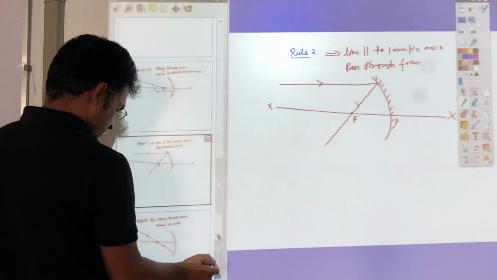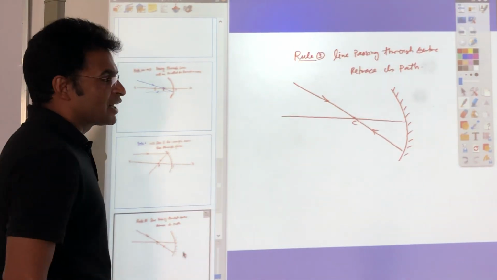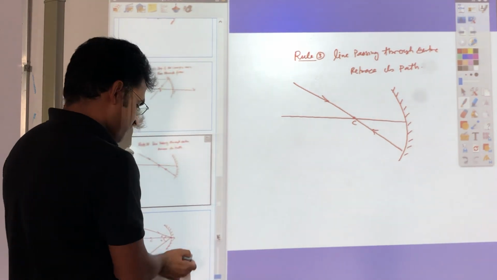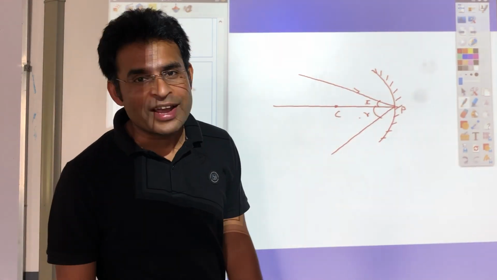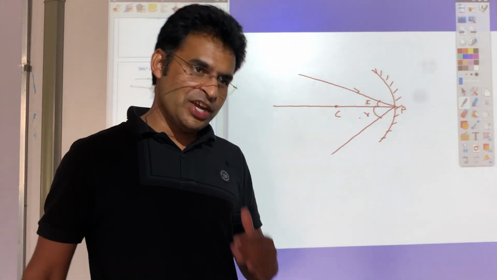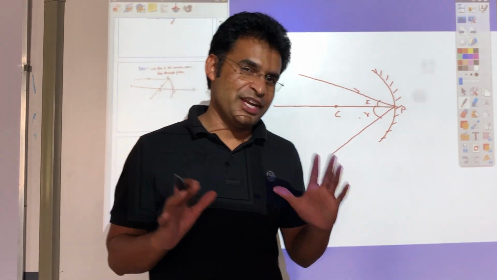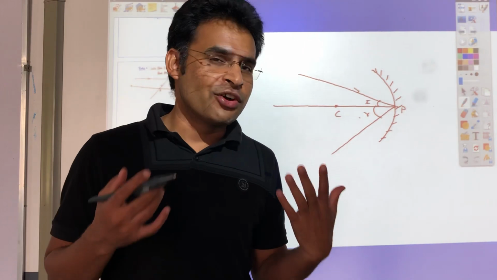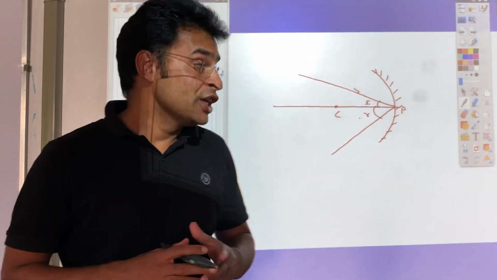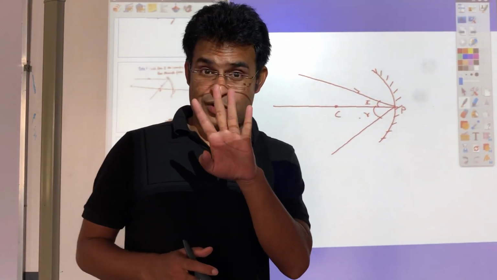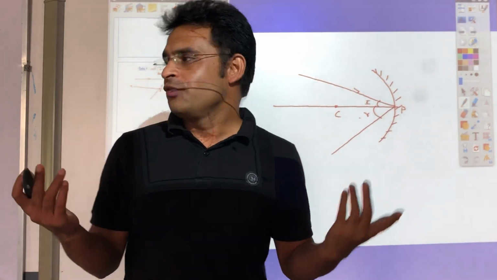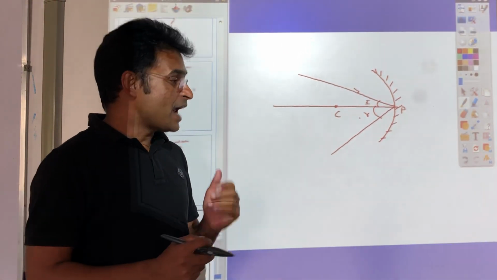Third point: light passing through the center retraces its path. Next point: the angle of incidence is equal to the angle of reflection. So whenever you are making any diagram, any image using a concave mirror, or even a convex mirror, in both cases you need to use these 4 laws. At least 2 you have to use. Which 2 you use depends on which diagram you want to make, but at least 2 laws you have to use.